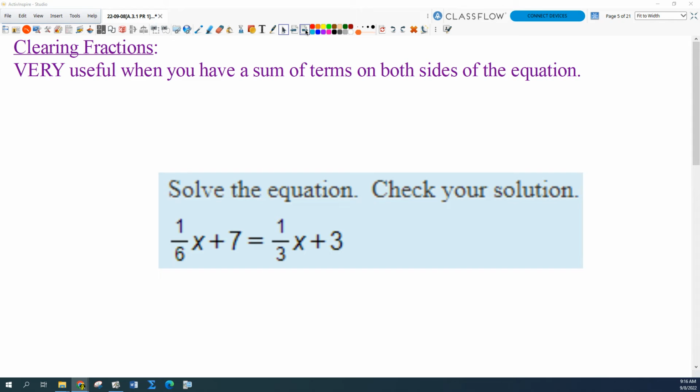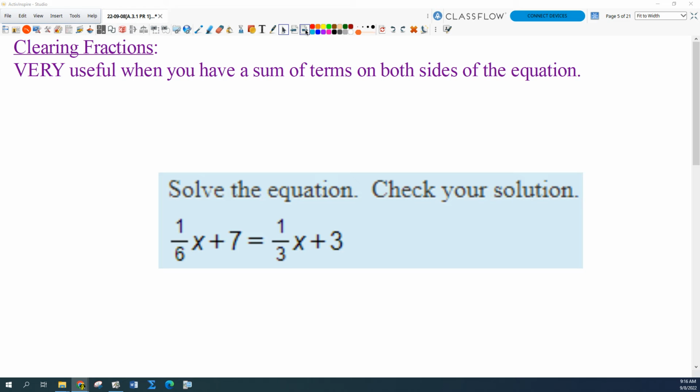Okay, I'm seeing a couple of different answers. I'm seeing some 2s, which is correct, and I'm seeing some 1s. Does anybody want to explain why? What's the motivation for the 1? How many things are being added or subtracted on the left side? Doesn't it look like I've got, here's term 1, 1/6 x is one term, plus 7. There's a plus sign there, right? That's separating those two terms. So I've got 2 terms on the left side.